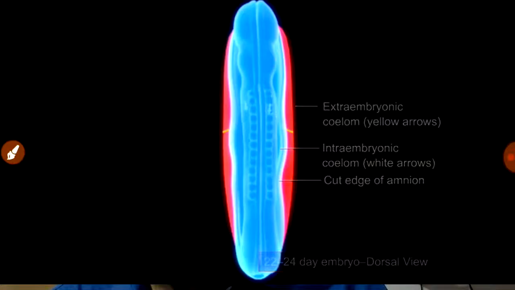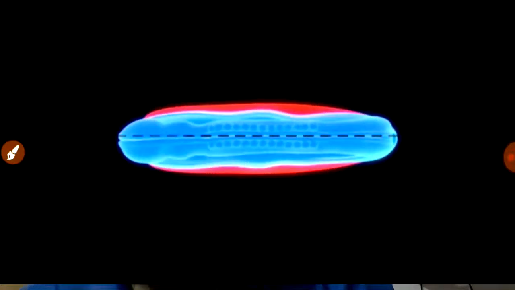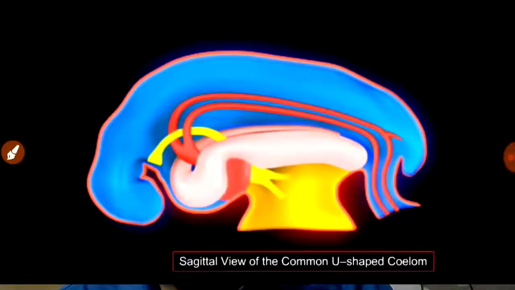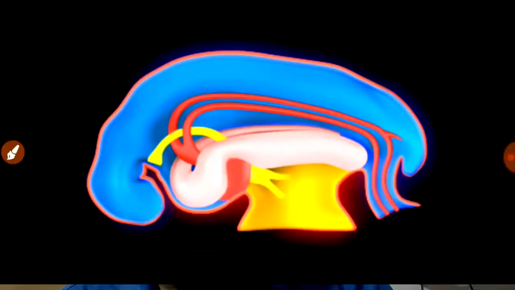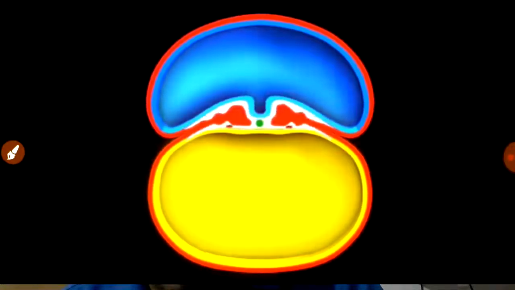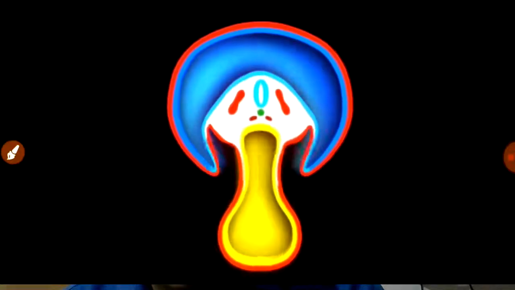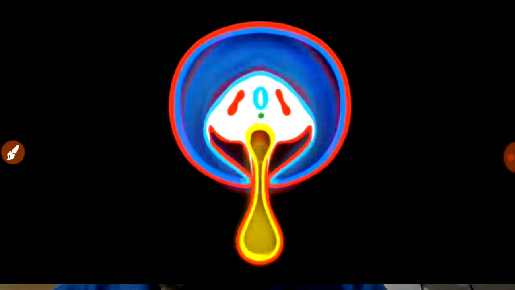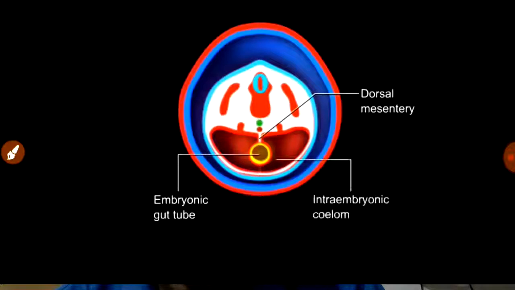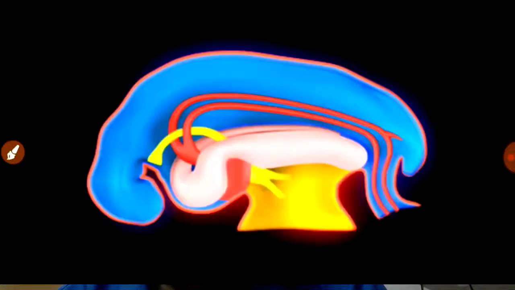This is the movement of the fluid in the intraembryonic coelom. This is the cut section of the intraembryonic coelom. This part near the heart develops into the pericardial cavity, and this part into the peritoneal cavity, and this is the pericardioperitoneal canal, the pleuroperitoneal canal, where this membrane which is developing across this is the pleuroperitoneal membrane, and the part near the heart develops into the septum transversum. So this is the transverse view of the development of the body cavity, and here we see the development of the thorax. This is the embryonic gut tube and the dorsal mesentery. You can see this is the pericardioperitoneal canal.